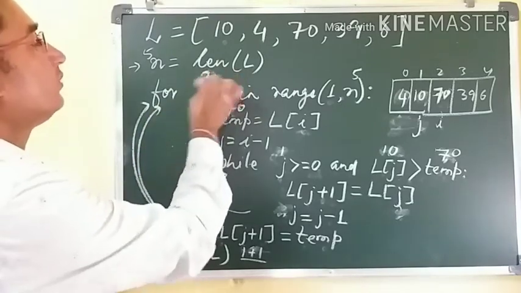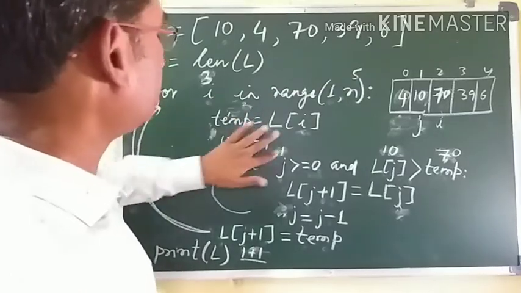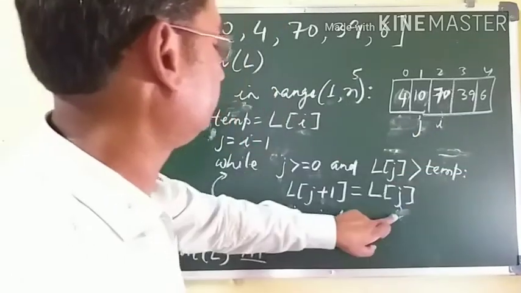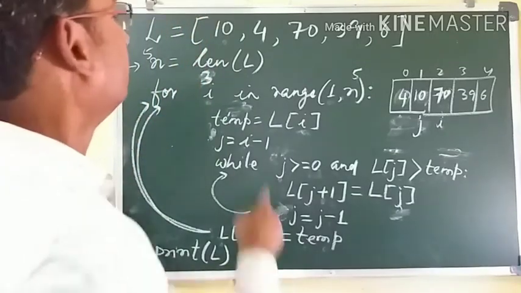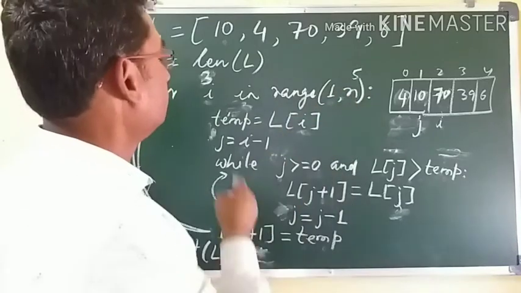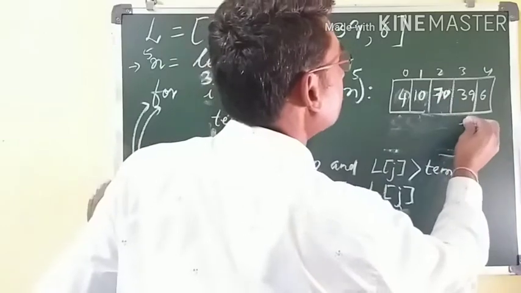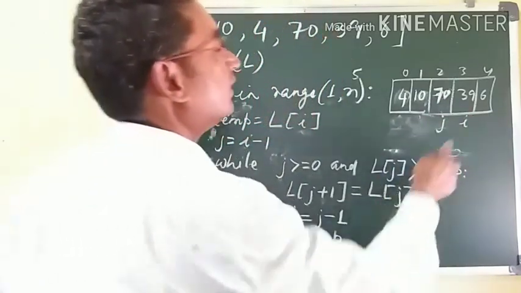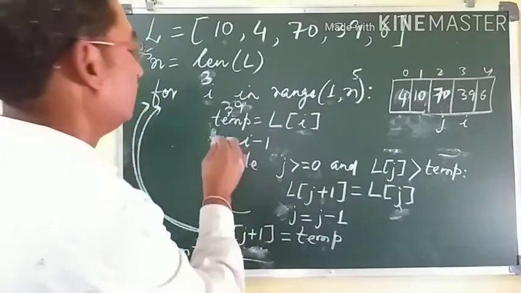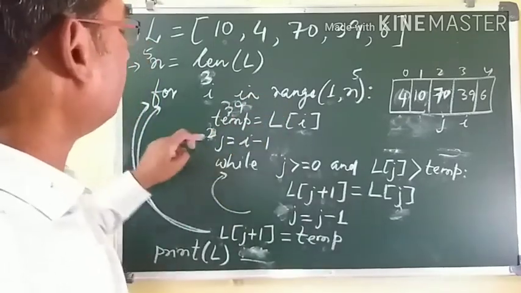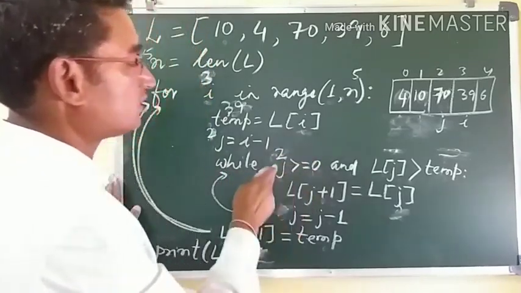Now the value of I will become 3. 3 is less than 5, so again the same thing we have to repeat. 3 is less than 5, this condition is true. Now in this temp, L of 3, I is here and J is here. L of 3 means 39 will be assigned into this temp. Now J is I minus 1, so the value of J is 2. Now while J, which is 2, greater than or equal to 0, this condition is true.